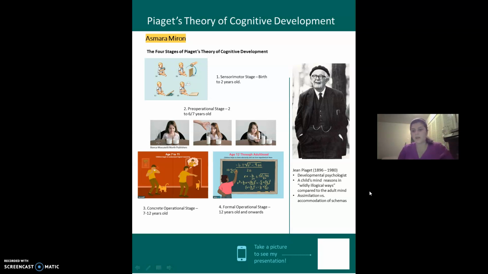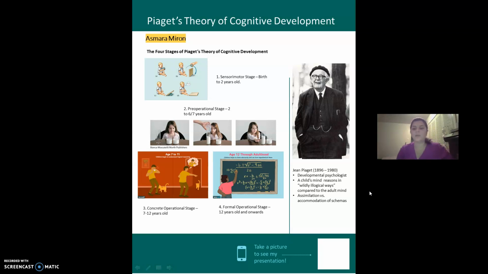And he would say that we would either assimilate or we would accommodate our schemas. So basically, when he says that we assimilate our schemas, he means that we assimilate our new experiences to our current understanding, to our schema. For example, if a toddler learned what a dog was, they may end up just calling every four-legged animal a dog.